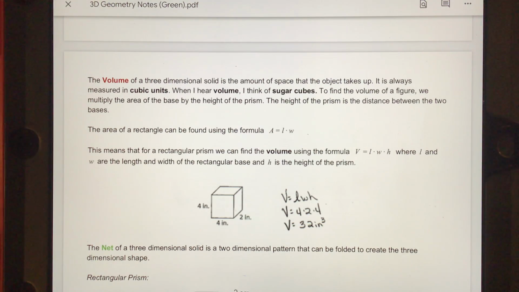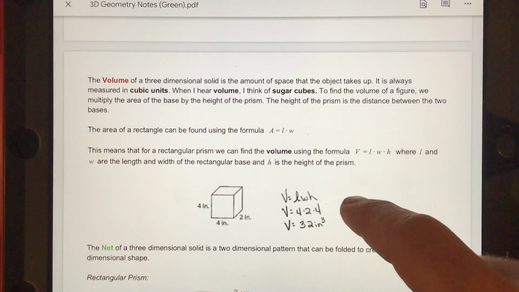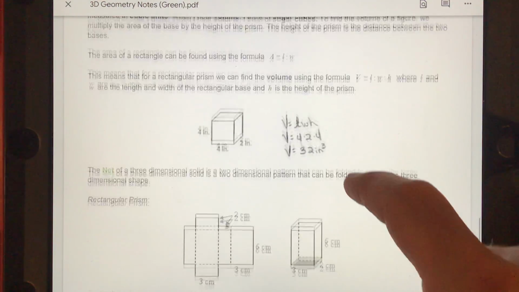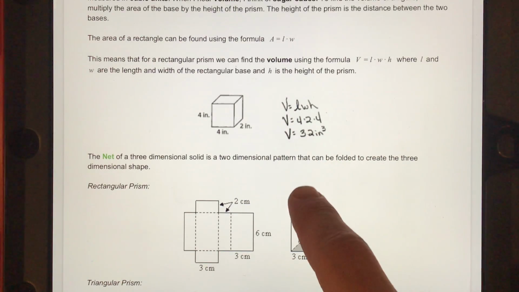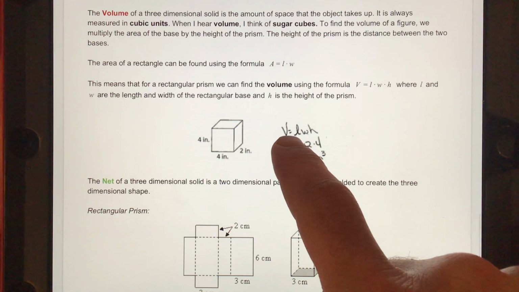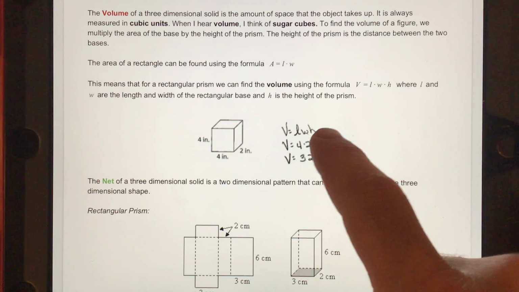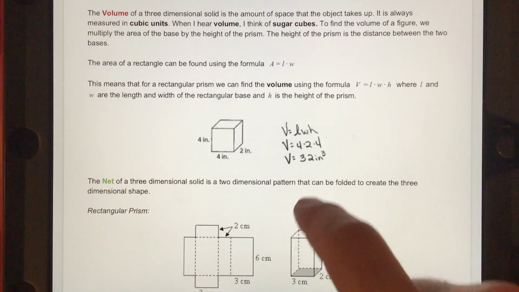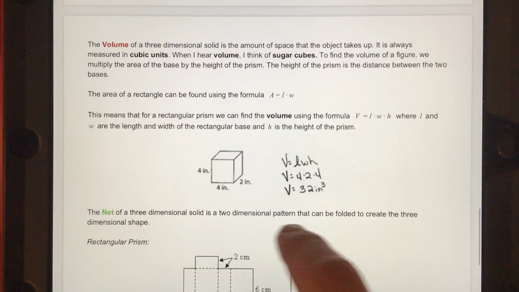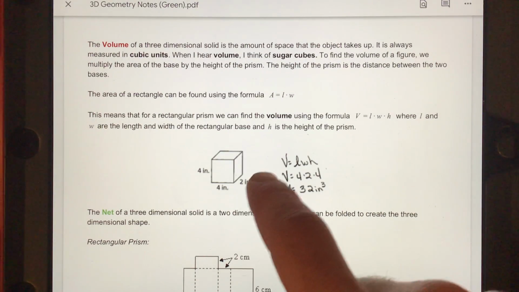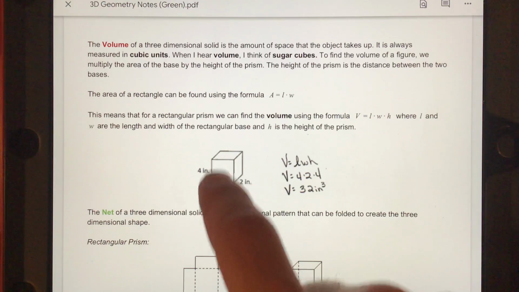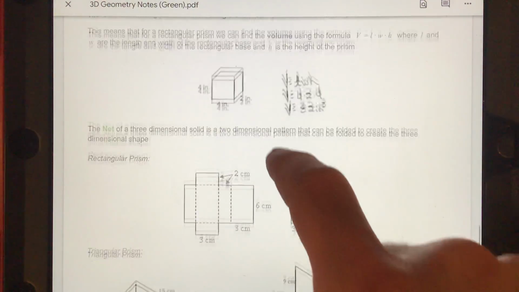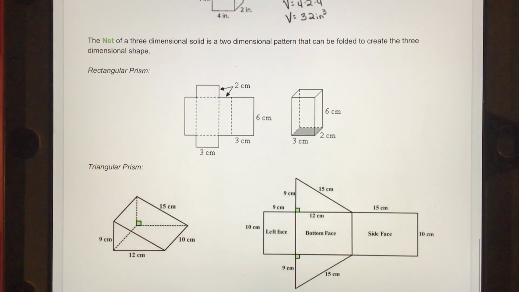we're measuring here? And in this case, because we were mainly focused on rectangular prisms here, we learned that the formula for volume is going to be length times width times height. So we have the length of the base times the width of the base times the height of the prism. All right, and then the last thing on here was the net.